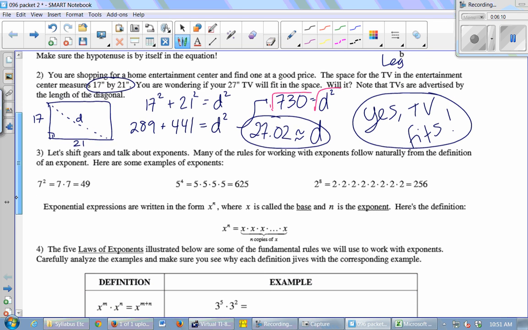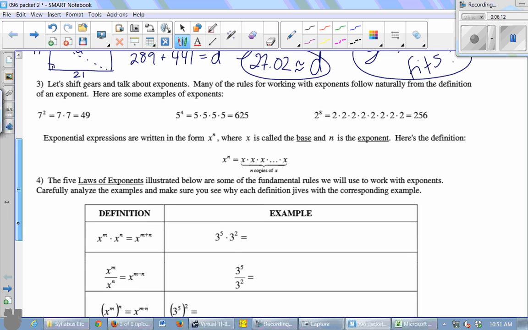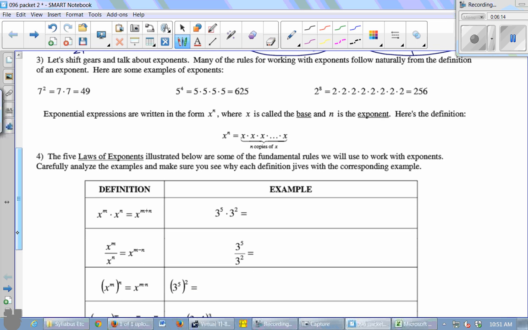Yep. All right, let's shift gears for a minute here away from the Pythagorean theorem. The Pythagorean theorem has squares in it, right? Squaring things. So we're just going to use this as an opportunity to talk about exponents in general.